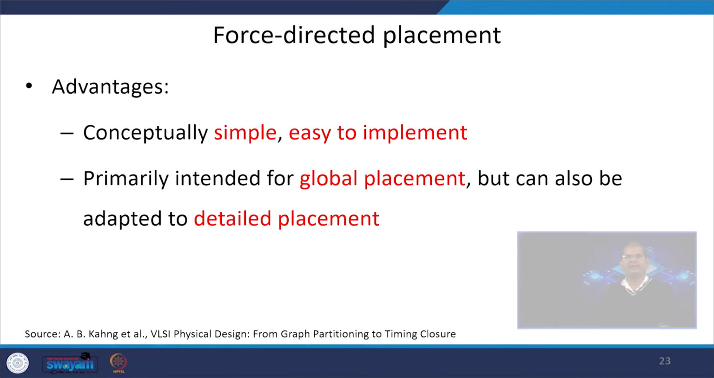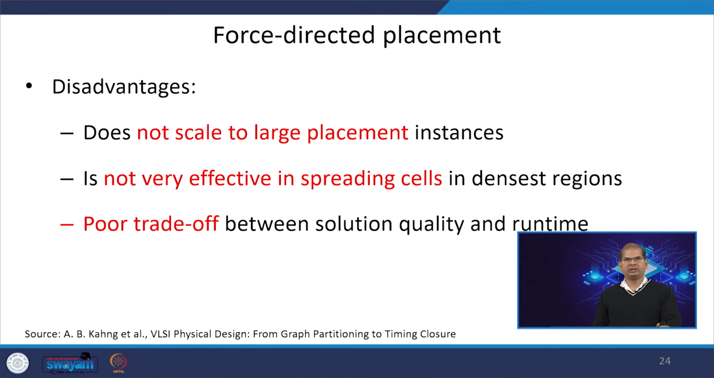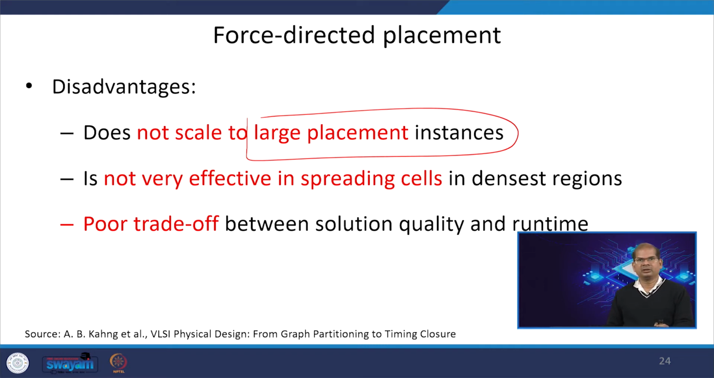What are the main techniques here? It is very simple and easy to implement, and it is used for global placement, but can also be adopted for detailed placement. What are the disadvantages? It does not scale for large scale instances, and it takes a very long time. It is not very effective in spreading the cells in the denser regions. So it is a poor trade off between quality and run time. These are the disadvantages of force directed placement.